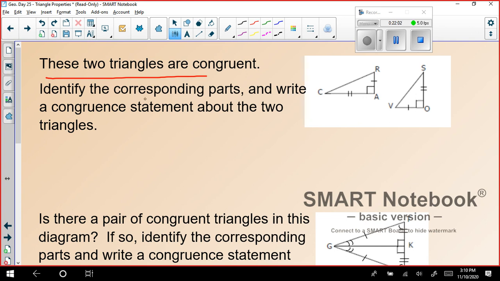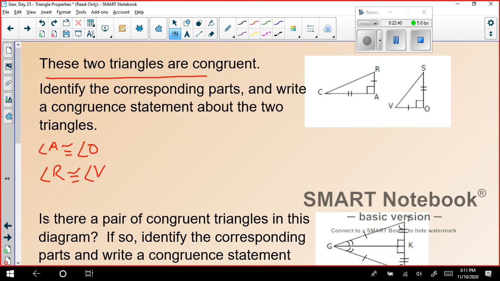Identify the corresponding parts. So if two triangles are congruent, you should find three angles and three sides and then a triangle statement. So three angles. So angle A is congruent to angle O. That is straightforward. Then angle R is congruent to, between one hash line and no hash line, is your V. So angle R is congruent to angle V.